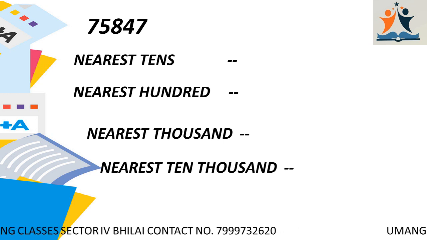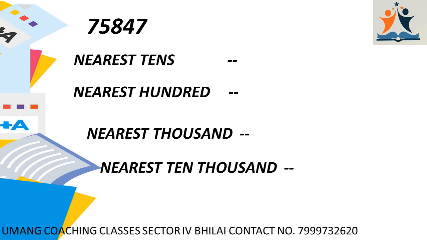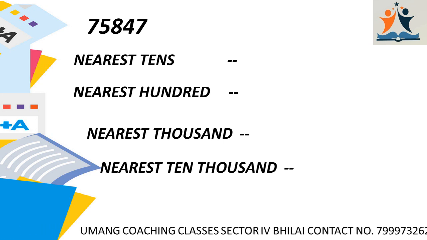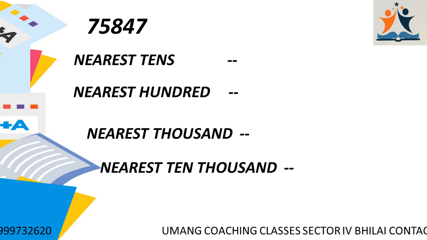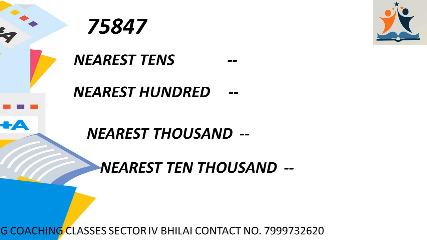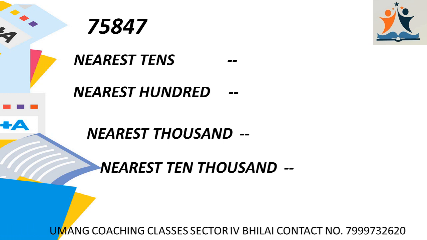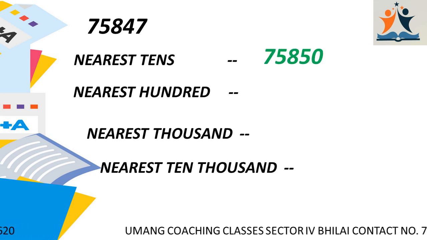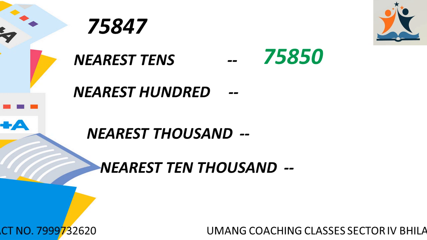So for nearest tens, look at the number 47. The tens place has 4 and the ones place has 7. So for tens, what we do? We see the ones place. The ones place has 7. If the ones place is 5, 6, 7, 8 and 9, then we take the after tens. So what will be the after tens for 47? It will be 50. So we'll have 75,850.